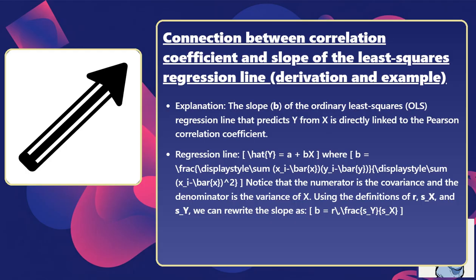Notice that the numerator is the covariance and the denominator is the variance of x. Using the definitions of r, s sub x, and s sub y, we can rewrite the slope as b equals r times s sub y over s sub x.